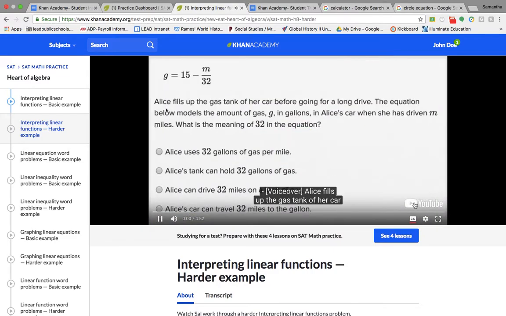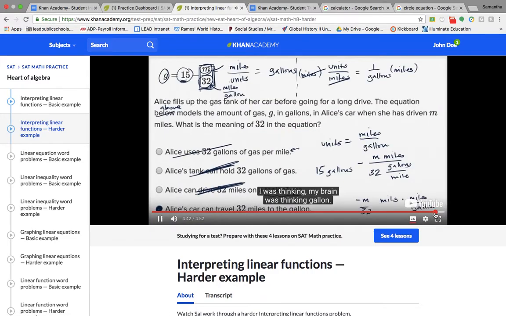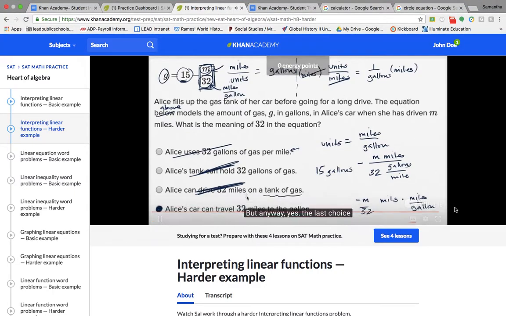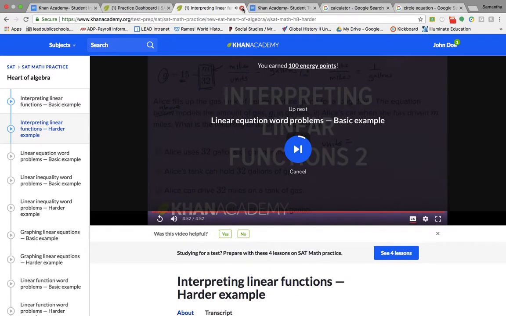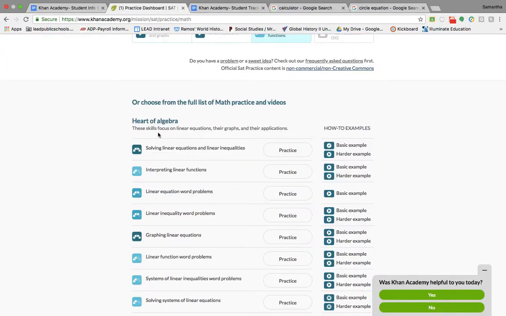Now you would watch this again. Alice fills up. I was thinking, my brain was thinking gallon. Now, as you finish watching your second video, this is what we want to go with. Awesome. Now you're going to exit out of this and go back here.